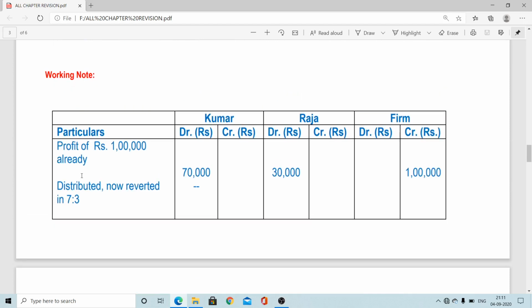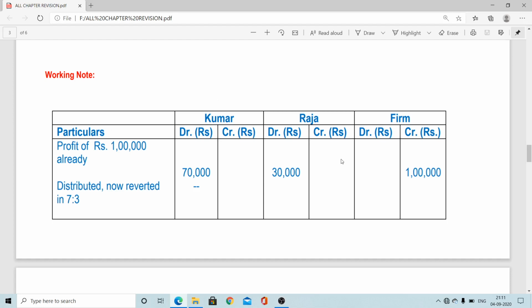This is our adjustment table here. Profit of 1 lakh rupees was already distributed. Now we have to debit. At that time it was credited, so we have to do the reverse. So this time we have to debit here. The 1 lakh profit was credited initially.